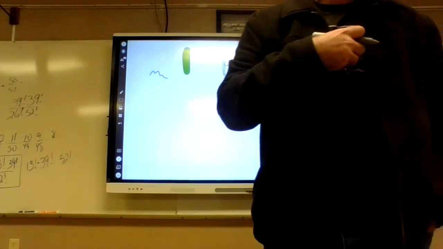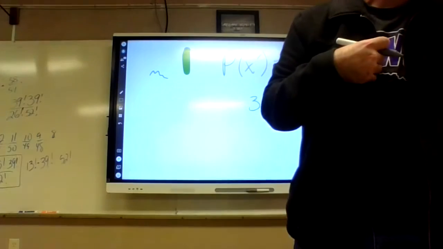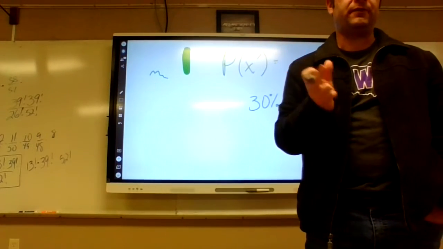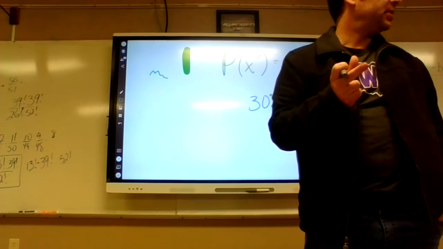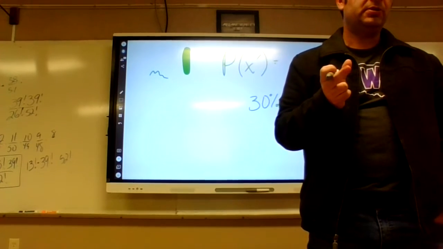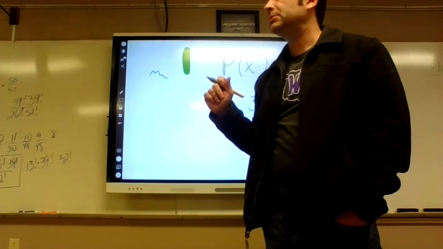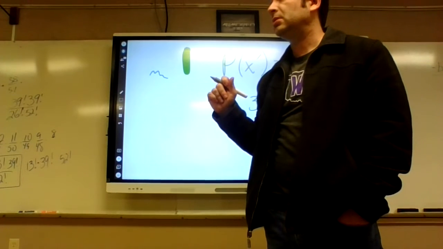So if you look at that little tree diagram right below there, it says the probability of x happening on that first line is 0.4. So what's the probability of not x happening? 0.6.